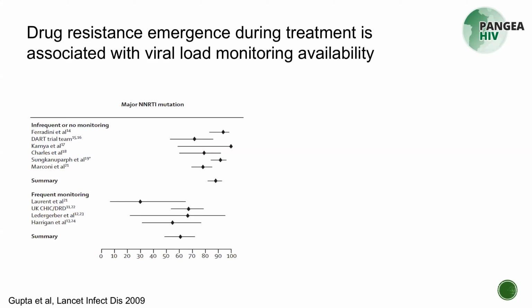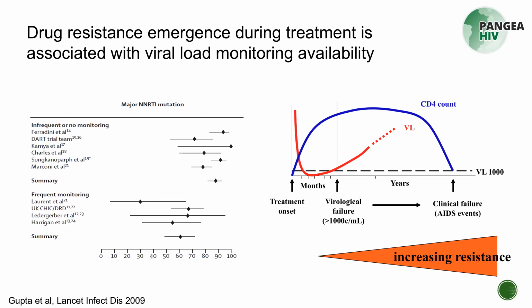And then on the bottom is places where you have usual monitoring of viral load, in other words, 3 to 6 monthly, and you can see the prevalence of drug resistance at 12 months after initiation. You can see there's much higher prevalence of drug resistance in the places that were not very well monitored.